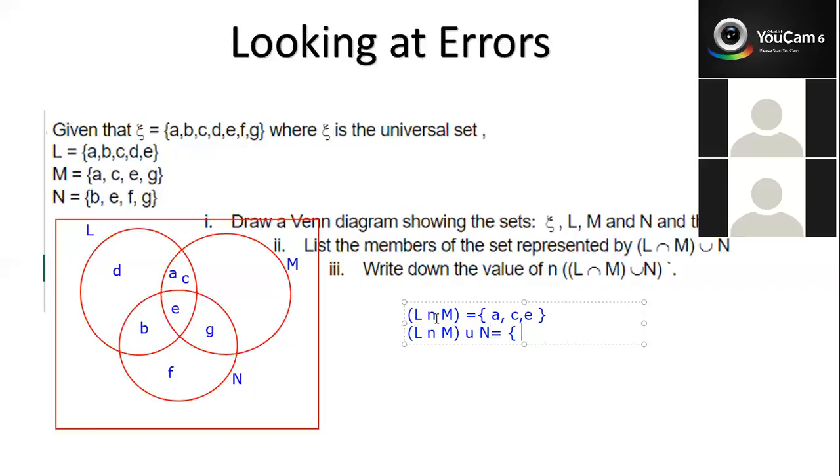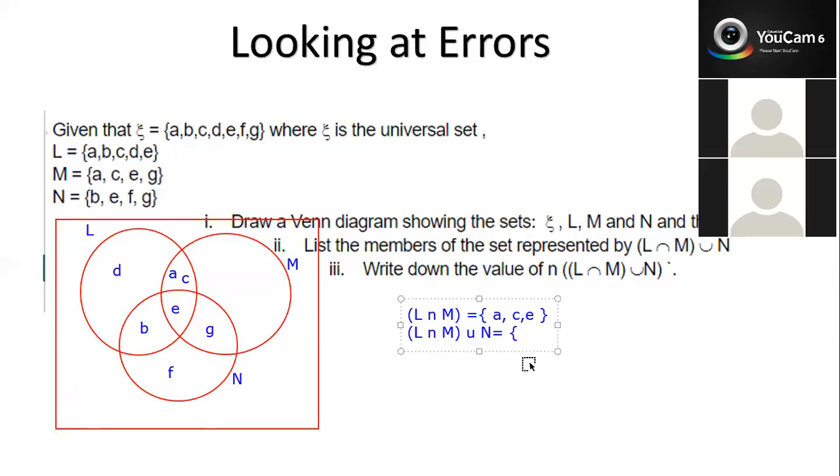Come on, think. When you say union, what are you supposed to be doing? What does union mean again? You tell me now. Sir, combine. Combine, good. So when you combine the elements that intersect L and M with N, what do you end up with? Three. No. It means you're not using your eyes at all.